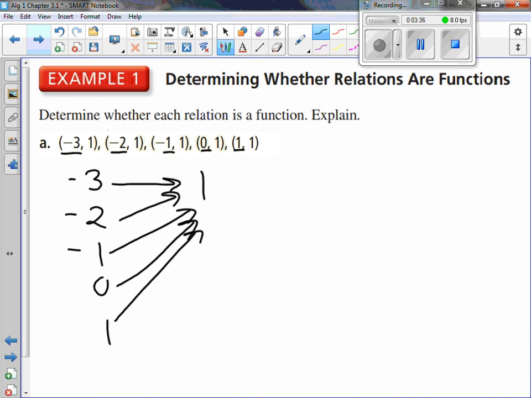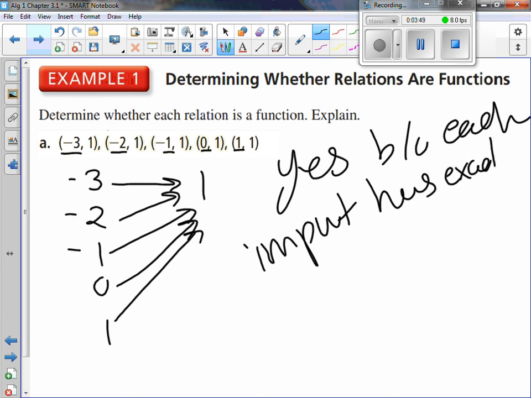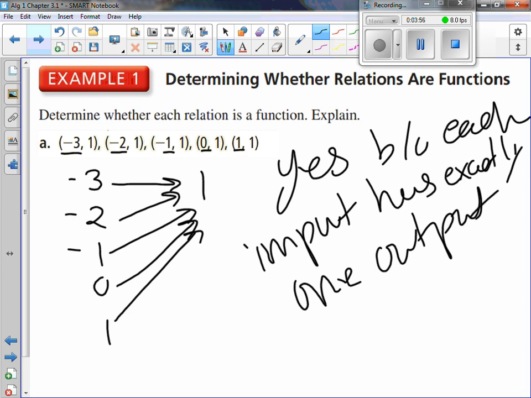Is this a function? Yes. Because each input has what? Exactly one output. Each input has exactly one output. And that's it.